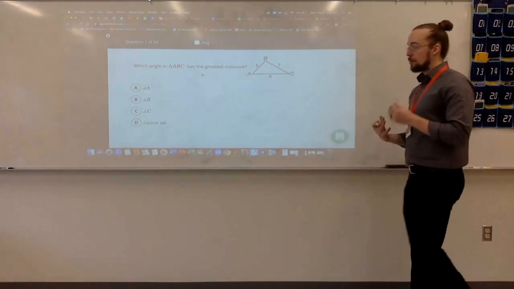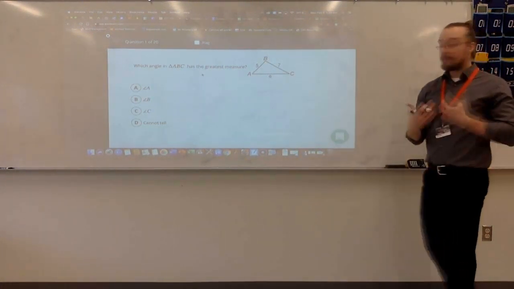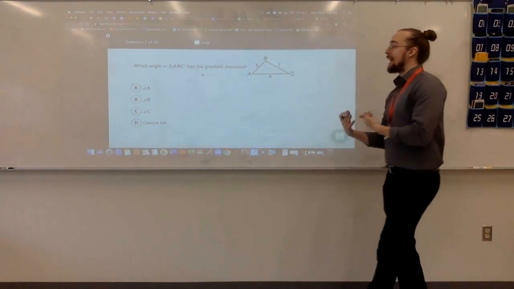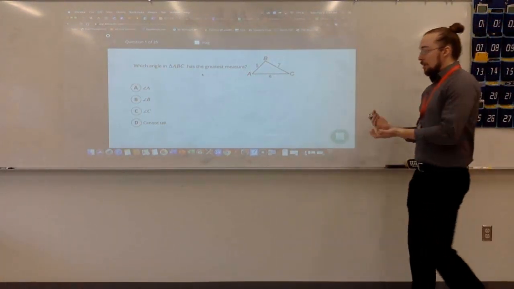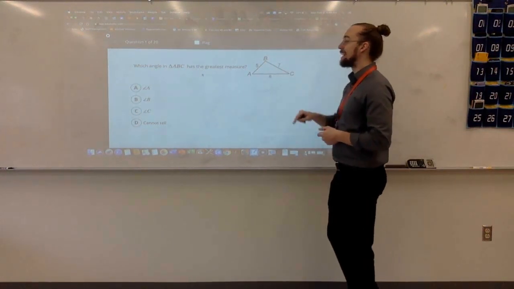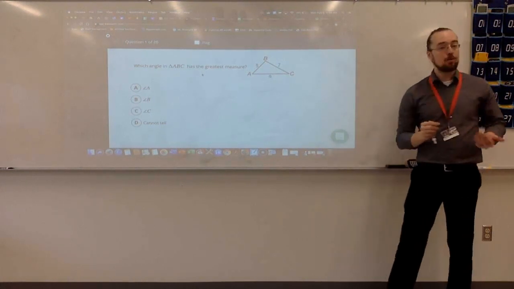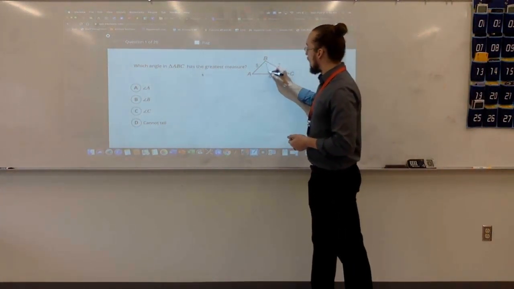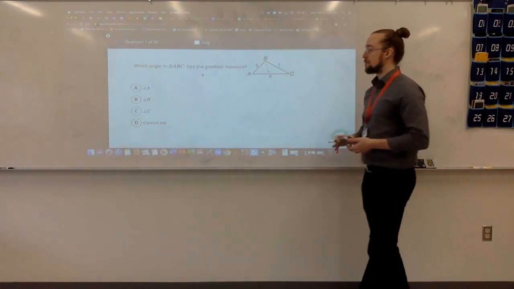A couple of the questions on here that I thought should have been pretty straightforward were things like this: which angle has the greatest measure. In this example, we're given the side lengths, 5, 7, and 9. If we're looking for the angle that has the greatest measure, that's going to be the angle that is opposite of the longest side.